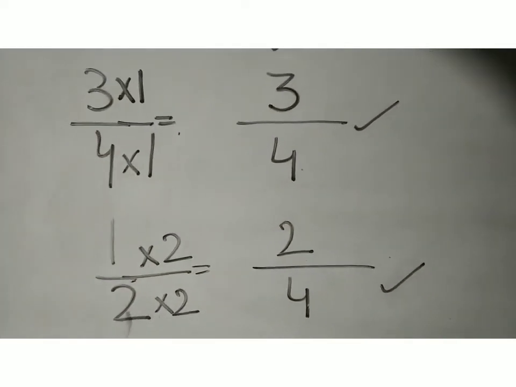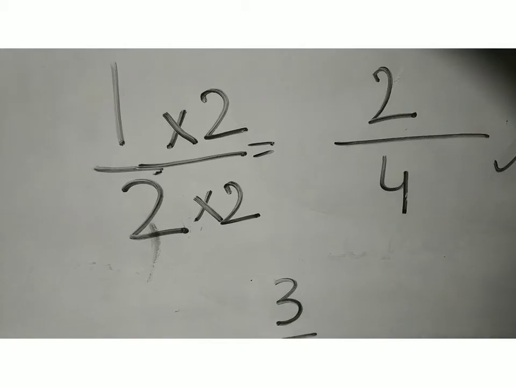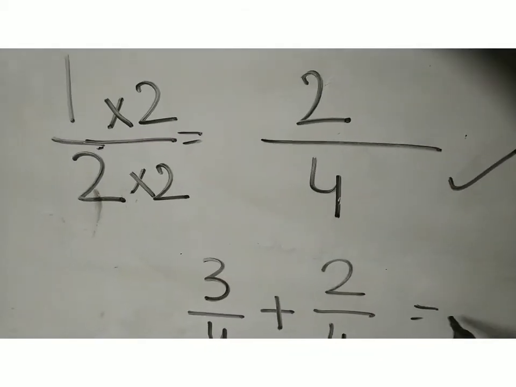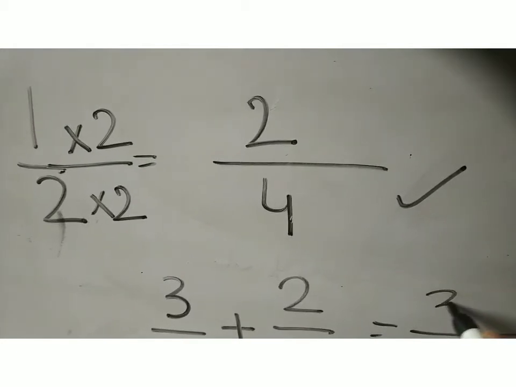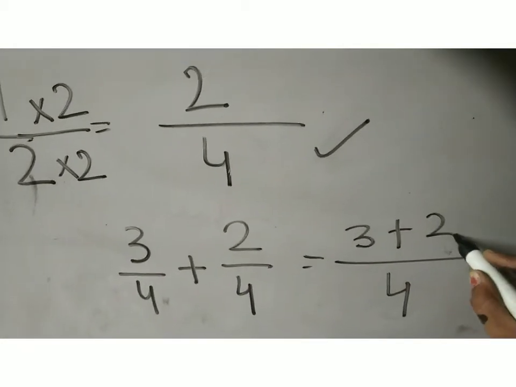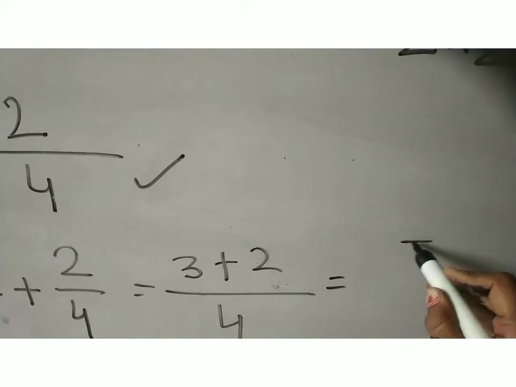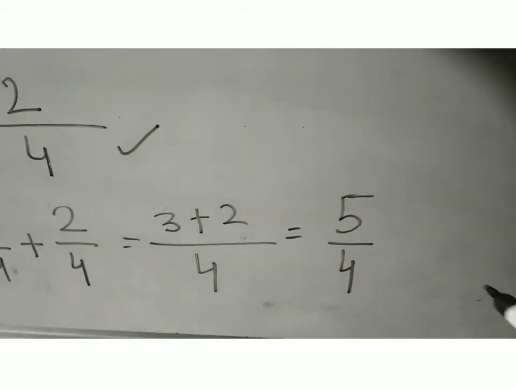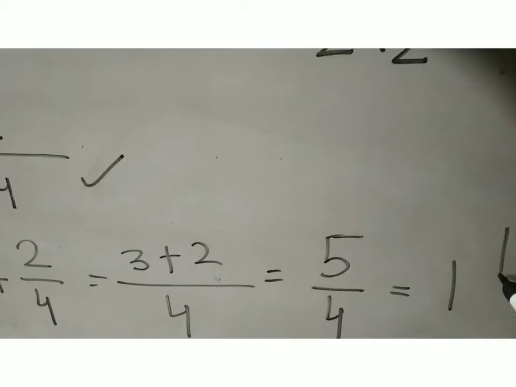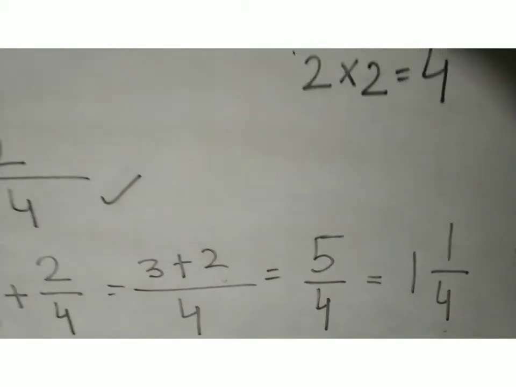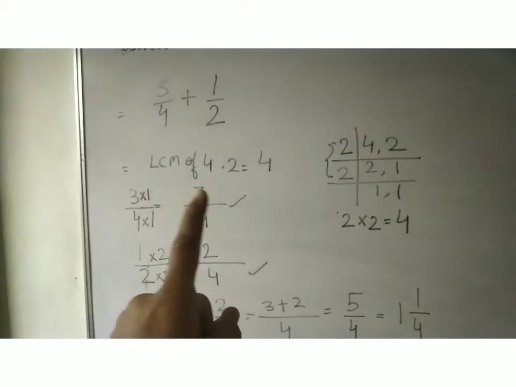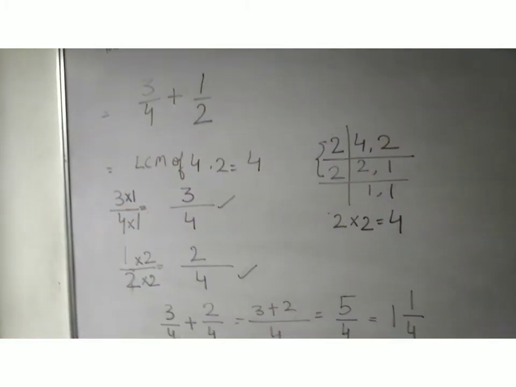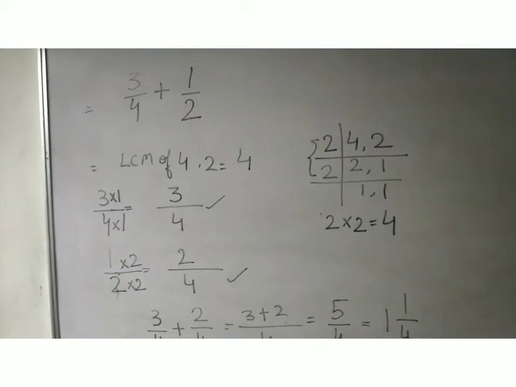Now I can add them easily, that is 3 upon 4 plus 2 upon 4. 4 will become common, 3 plus 2. So my answer will be 5 upon 4. And I can convert it into the mixed fraction, that is 4 1s are 4 plus 1, 5. So this is the answer. This is the addition when the denominators are different, that is unlike fractions.